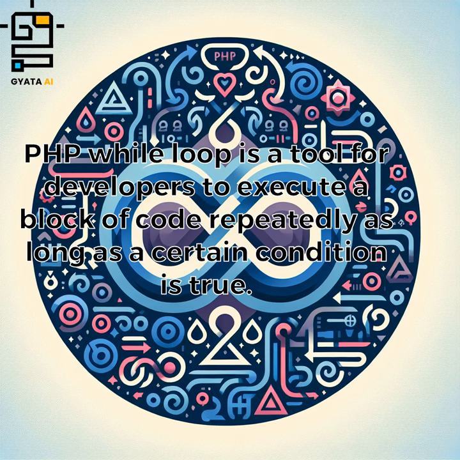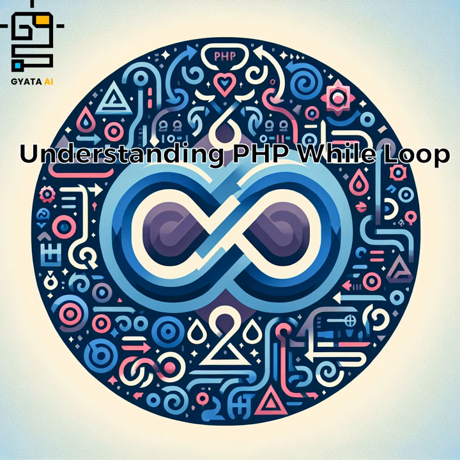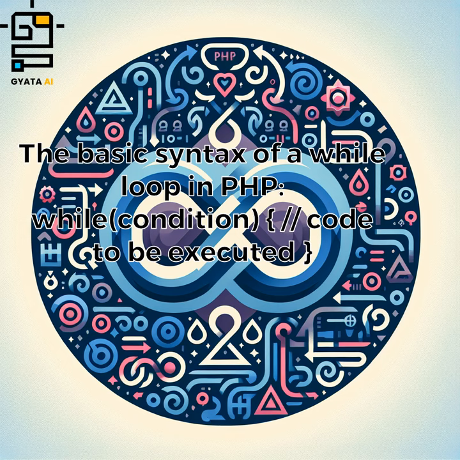Introduction: The PHP while loop is a tool for developers to execute a block of code repeatedly as long as a certain condition is true. It is used to automate and simplify the process of executing repetitive tasks. Understanding the PHP while loop. The basic syntax of a while loop in PHP: while (condition) { code to be executed }.